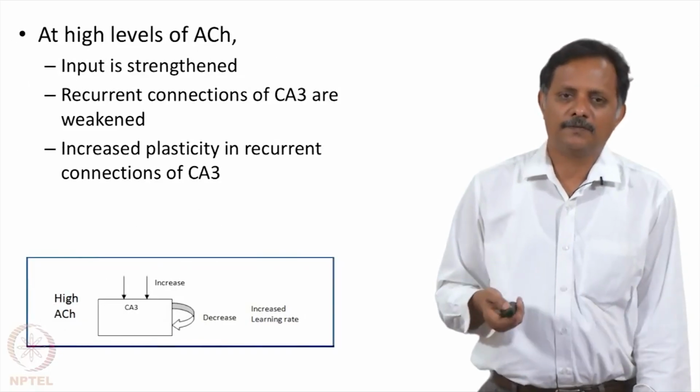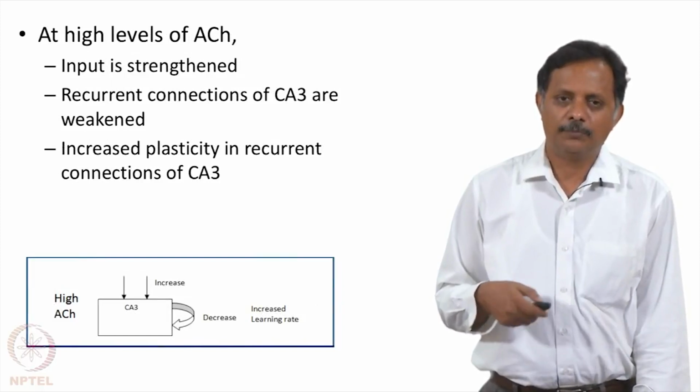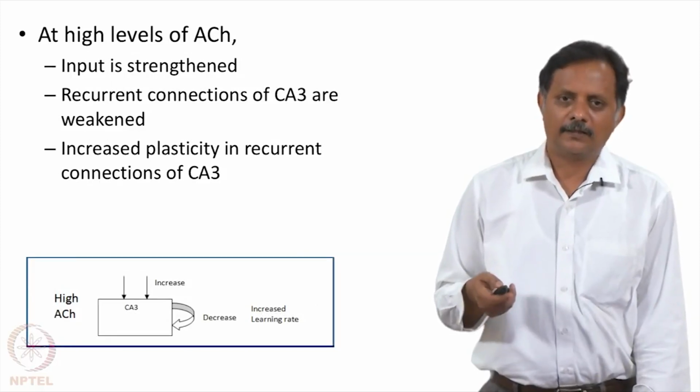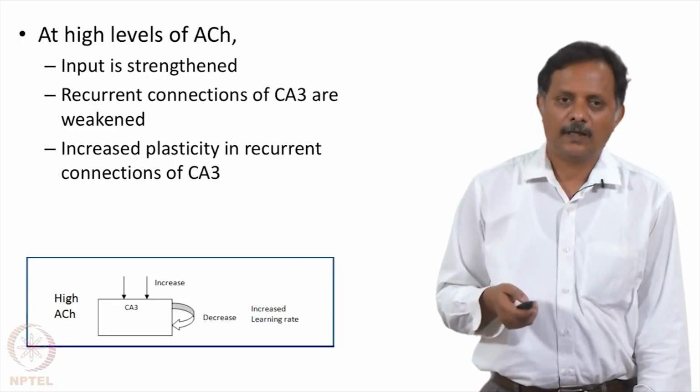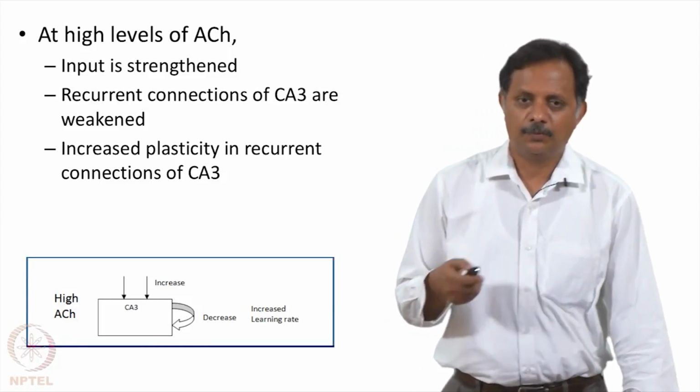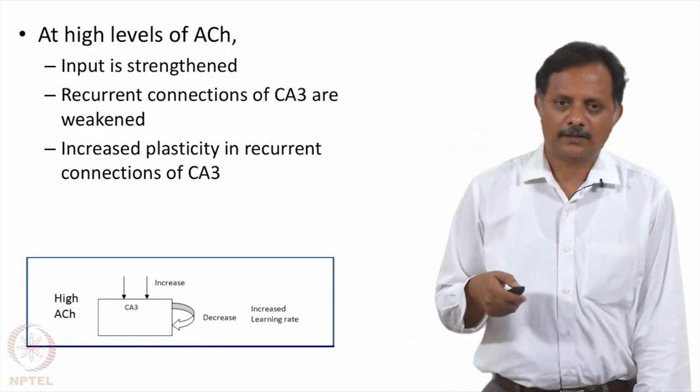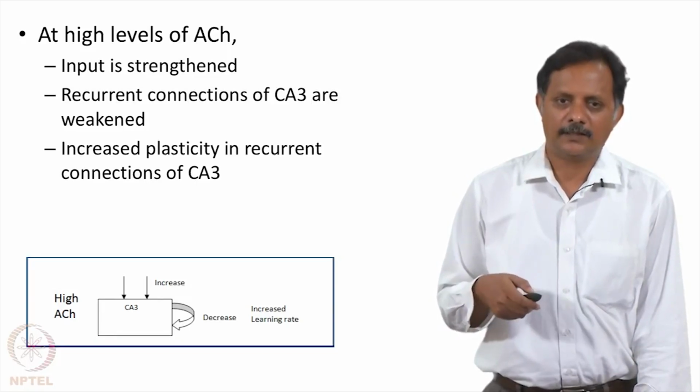At high levels of ACH, or acetylcholine, the input is strengthened, the recurrent connections of CA3 are weakened, and there is increased plasticity in recurrent connections of CA3. And at low levels of ACH, the input is weakened, the recurrent connections of CA3 are strengthened, and there is decreased plasticity in recurrent connections of CA3.